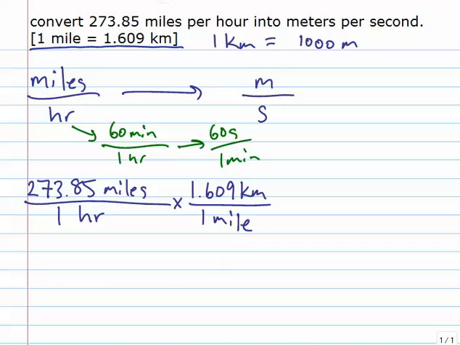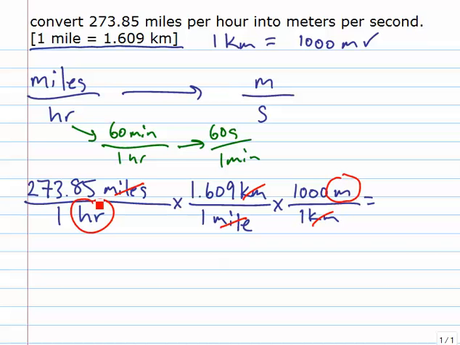So in writing it this way, I see that my miles is on the top here and on the bottom here, so those units cancel, and I'm left with kilometers. So now that I have kilometers, I want to use my second conversion here and say that there are 1,000 meters per 1 kilometer. Okay, and now, looking at my units, my kilometers cancel here, and so now I'm left with the units of distance that I want, that is meters, but my time units are in hours.